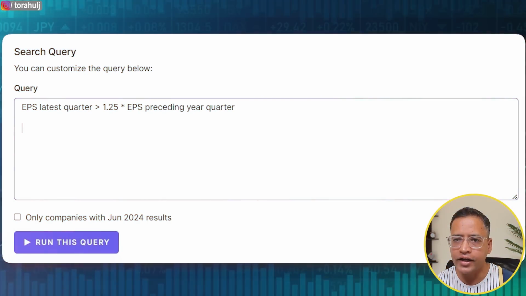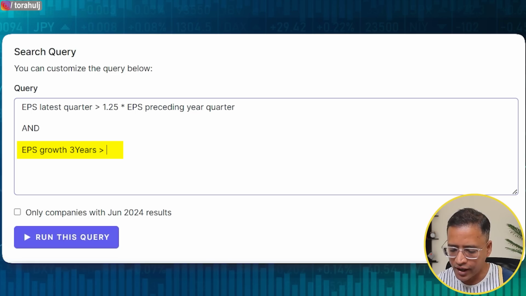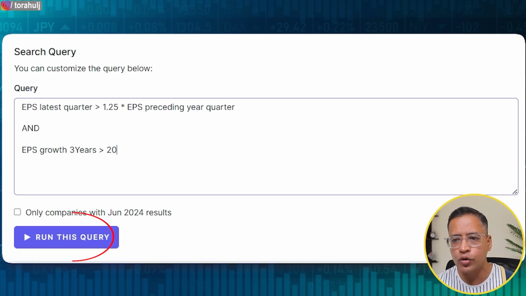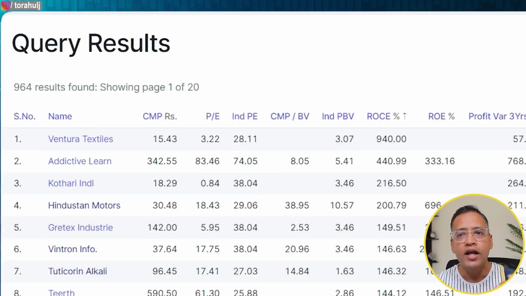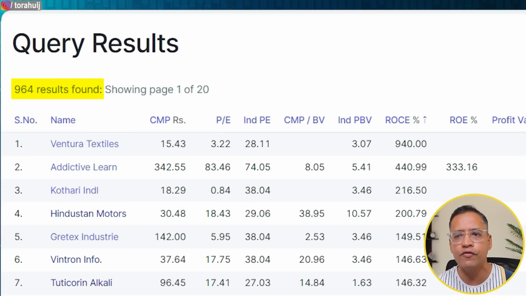So how to build that criteria here? Simply we are going to say, and the EPS growth in the last 3 years should have been greater than at least 20, right? So simply we are going to run this query, and now we have 964 companies out of 2,000 odd companies. 50% companies has not been able to fulfill that criteria. So now we are left with 964 companies that meet both the criteria now.